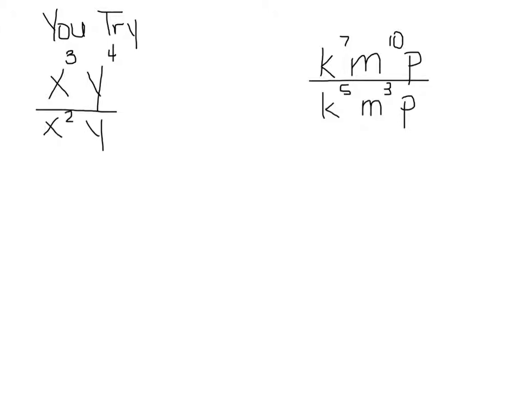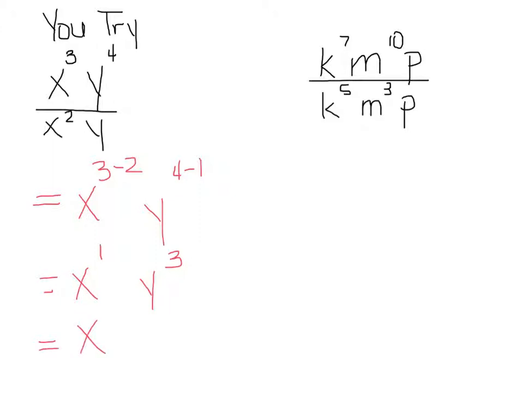Okay, let's look at our answers. According to the rule, and I'm going to use the rule with these, we subtract the exponents. So I would have x to the 3 minus 2, y to the 4 minus 1. My answer, hopefully you got this, x to the first power, y to the 3rd power, which anytime you have an exponent of 1, you can just leave that as the variable by itself, x, y to the 3rd.